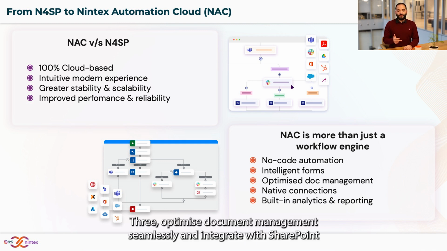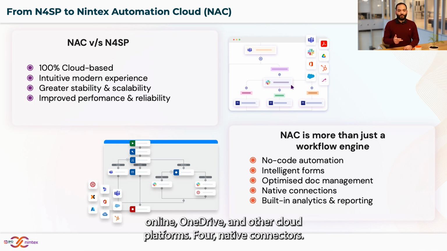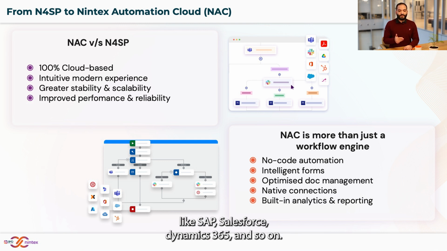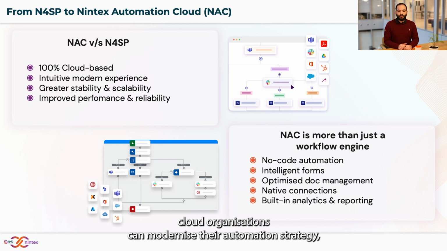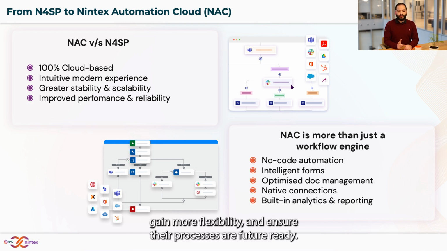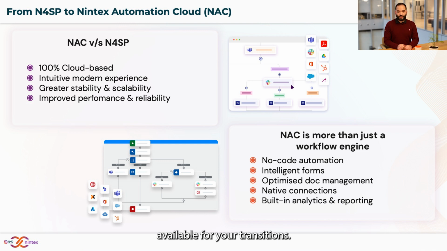3, optimized document management. Seamlessly integrate with SharePoint Online, OneDrive, and other cloud platforms. 4, native connectors. Integrate NAC effortlessly with any enterprise applications like SAP, Salesforce, Dynamics 365, and so on. 5, analytics and reporting. Monitor workflow performance with built-in dashboards. By moving to Nintex Automation Cloud, organizations can modernize their automation strategy, gain more flexibility, and ensure their processes are future-ready. Now, let's take a closer look at the other platform options available for your transitions.